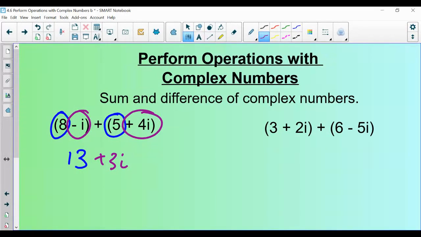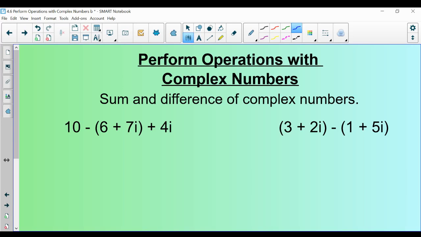You guys try this one. We should be really good at this kind of naturally because we're used to adding numbers, obviously. Those two would combine to make 9. And these two, 2i and a negative 5i, would combine to make negative 3i.